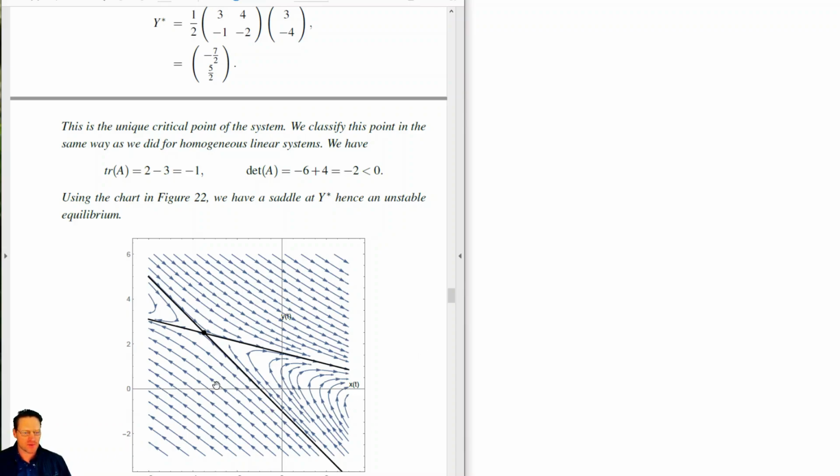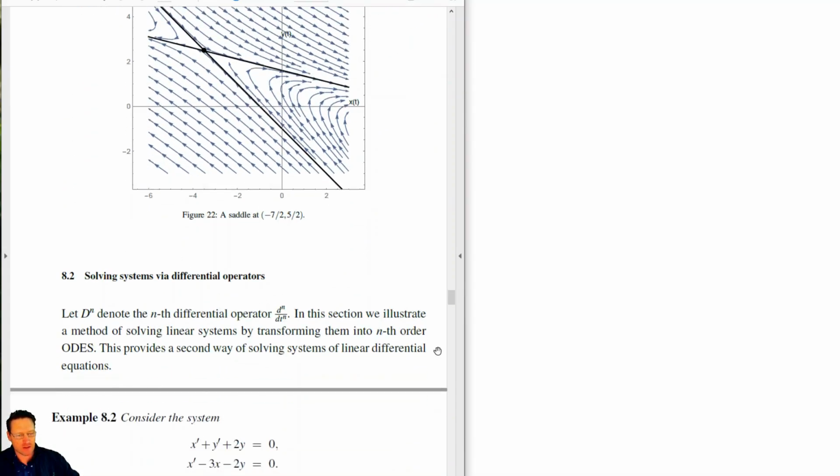But you see there that the position is shifted over to the critical point. Okay, so it's very much like what we did for homogeneous linear systems. The only difference is that the critical point is not at 0, 0. It's somewhere else. And so you've got the extra step of finding the position of that critical point.